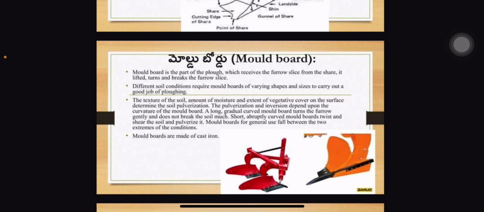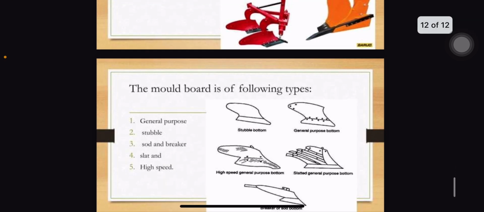Moldboards are made of cast iron. These are the different types of moldboard which are used for ploughing. You can see this general purpose type, which we commonly use in general agriculture. Stubble refers to, as I discussed in an earlier class, land with the leftover particles of the previous crop. When we harvest any rice crop or wheat or barley or jowar or bajra, if you cut the plant, the leftover particles remain in the field. These leftover particles are known as stubble land.